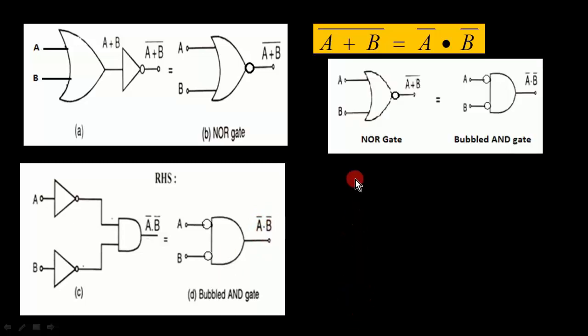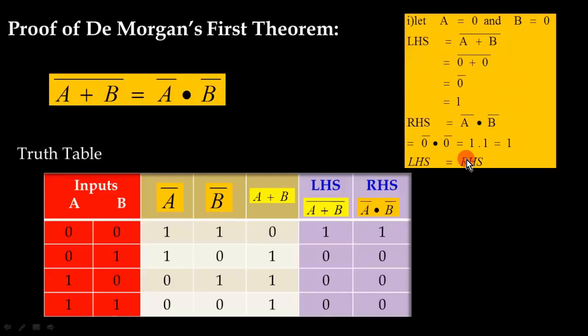Therefore, from De Morgan's first theorem, we come to know that here we have the NOR gate. So the NOR gate is equivalent to a bubbled AND gate. This is the meaning of De Morgan's first theorem, that is, the NOR gate is equivalent to a bubbled AND gate. Now let us consider the proof of De Morgan's first theorem.